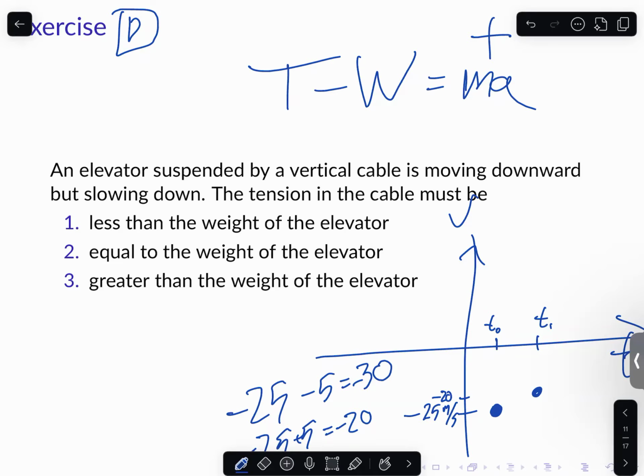Tension was greater than weight if you are accelerating up. But direction of motion is not acceleration. Direction of motion is the sign of velocity, and you have to look at how velocity changes. This slowing down while moving down, that's a positive acceleration. Negative numbers getting less negative. I am adding to them to get them less negative. That's a positive upward acceleration.